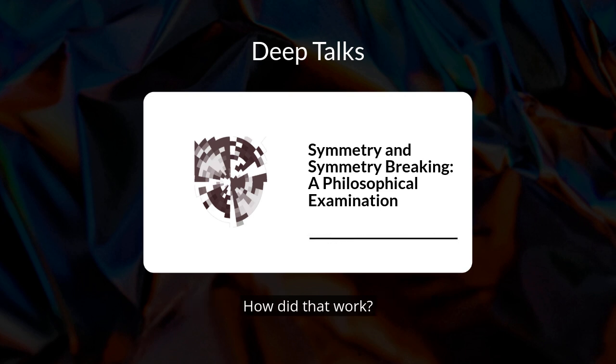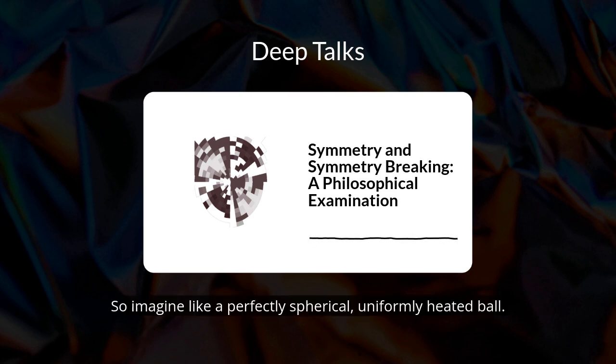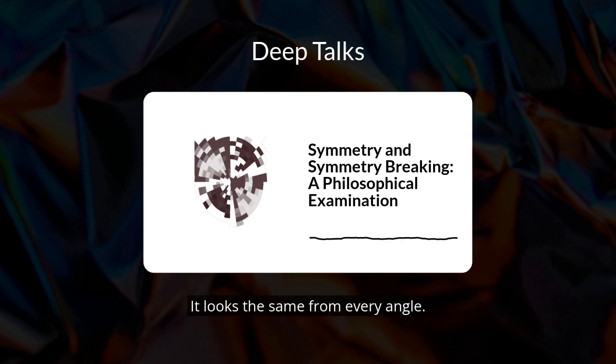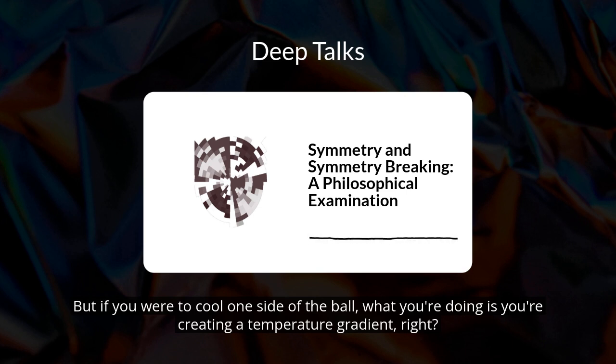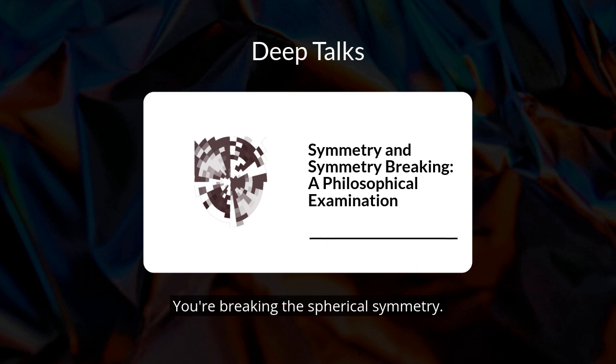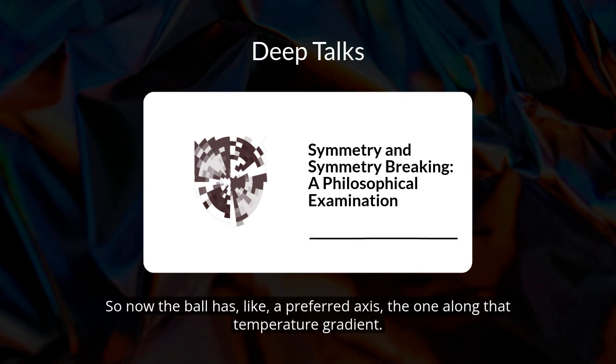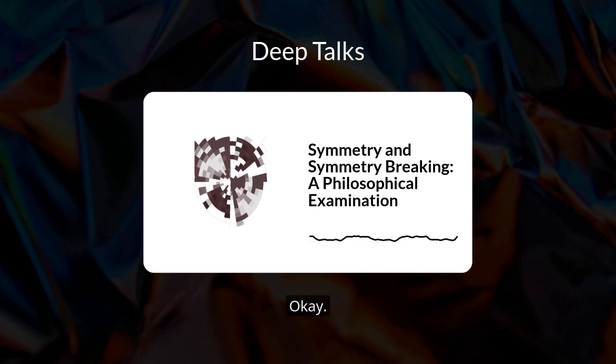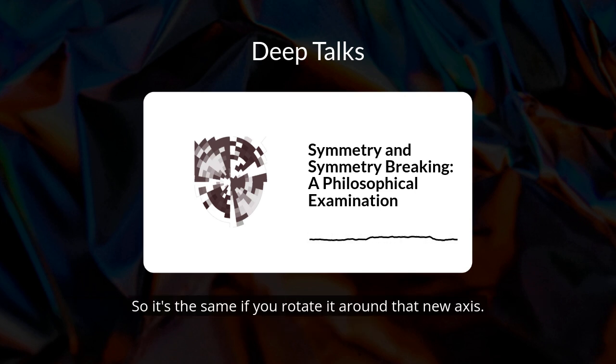How did that work? So imagine a perfectly spherical, uniformly heated ball. It has a high degree of symmetry, right? Yeah, it looks the same from every angle. But if you were to cool one side of the ball, what you're doing is creating a temperature gradient, right? Right. You're breaking the spherical symmetry. So now the ball has a preferred axis, the one along that temperature gradient. Okay. But even though we've broken that spherical symmetry, the ball still has cylindrical symmetry. Okay. So it's the same if you rotate it around that new axis.